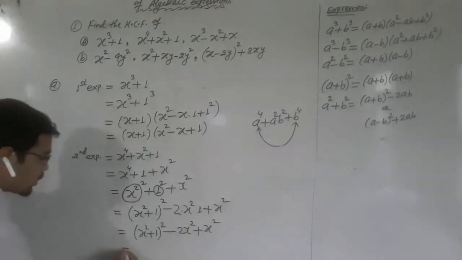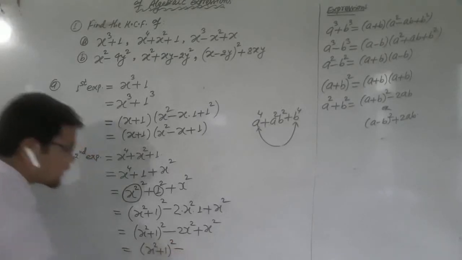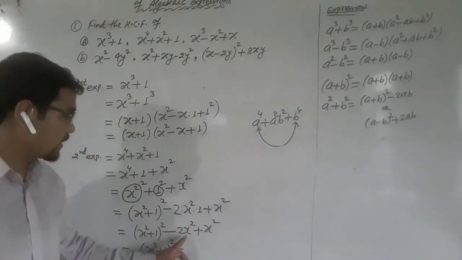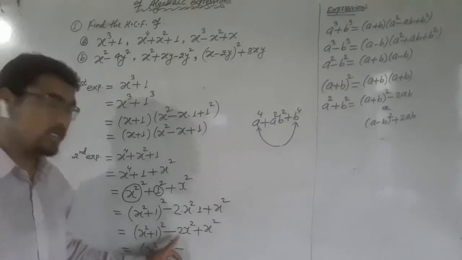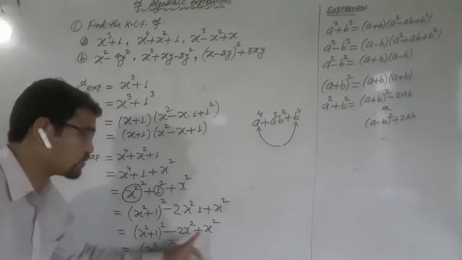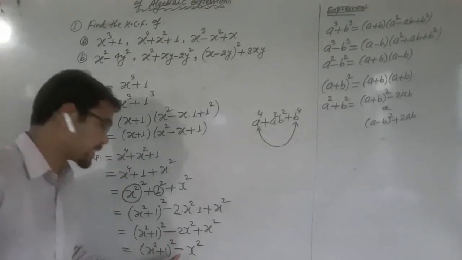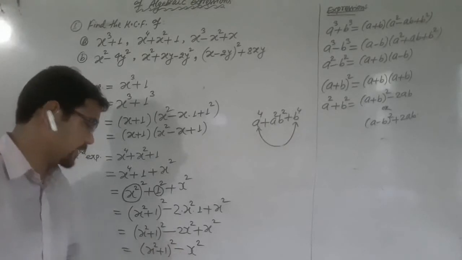So this is equal to x square plus 1 whole square minus, everybody you know, these two: minus 2x square, and plus x square, the plus and minus we have to subtract, so 2x square minus x square, and 2 is greater here, so the sign we have to write is minus here.